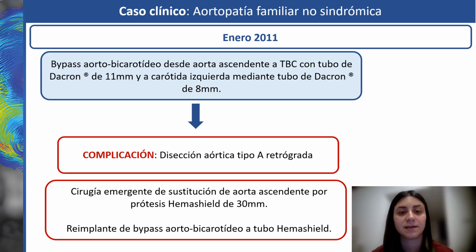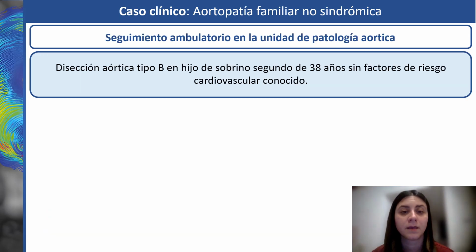Once the patient had recovered functionally, we resumed the monitoring of consultations regarding aortic disease. During one of the follow-up visits, the patient reported that her nephew's son, a 38-year-old, had been hospitalized for a type B aortic dissection.